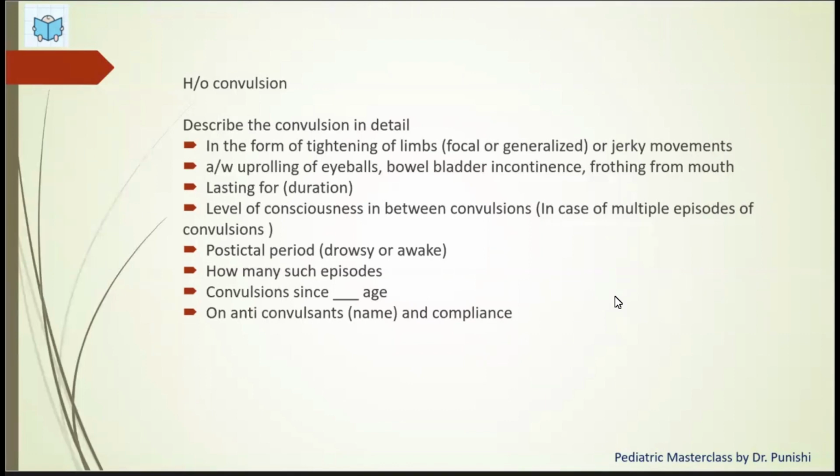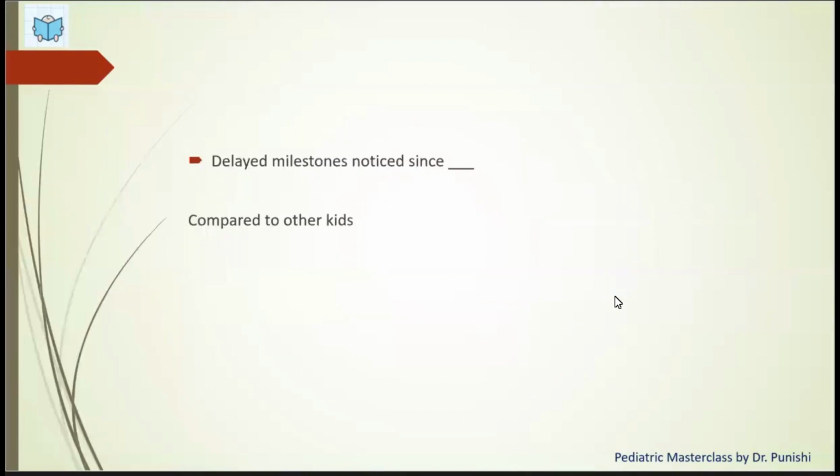The next chief complaint that we had was delayed milestones. So delayed milestones noticed since, let's say, 6 months of age. How did the parents or the informant notice that the child had delayed milestones? When you compare it with the other kids. Let's say this child is second by birth order. When compared to the elder sibling who's developmentally normal, the parents notice that the kid is a little slow.